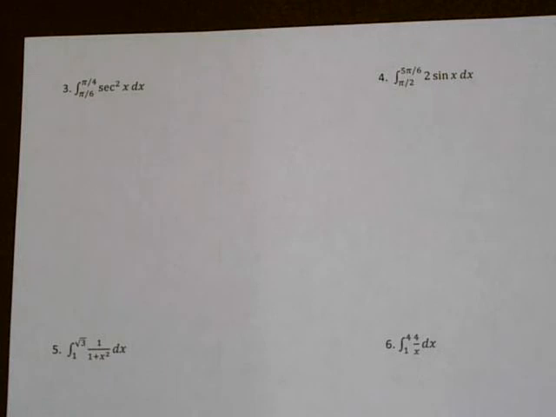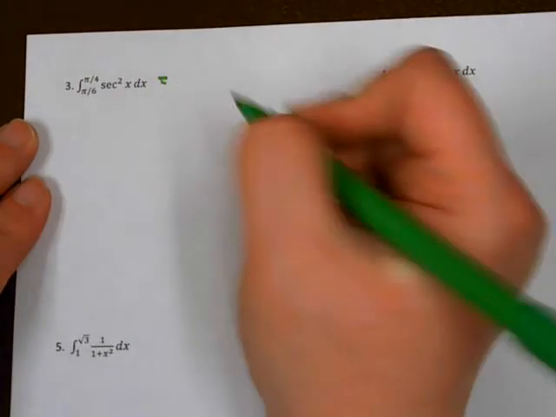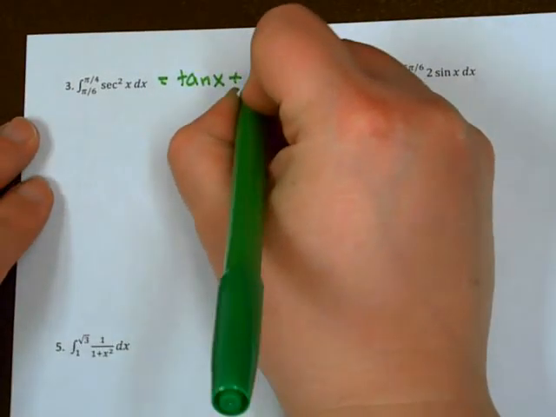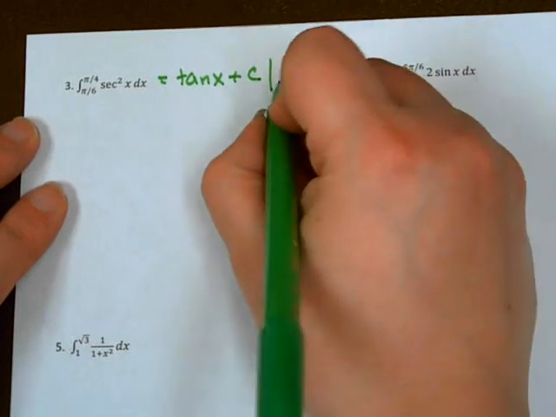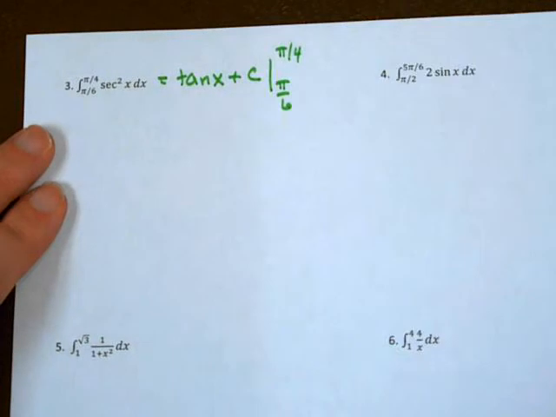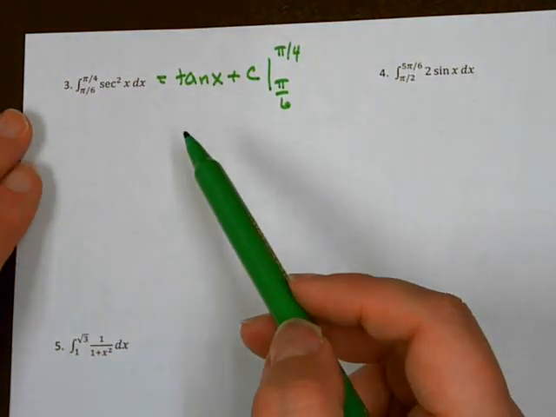So question number 3, it's the integral from pi over 6 to pi over 4 of secant squared x dx. So hopefully you can look at that and recognize that the antiderivative of secant squared of x is tangent of x plus c. And we're going to evaluate from pi over 6 to pi over 4. All right, so again, if you recognize your antiderivative rules, you're good to go.